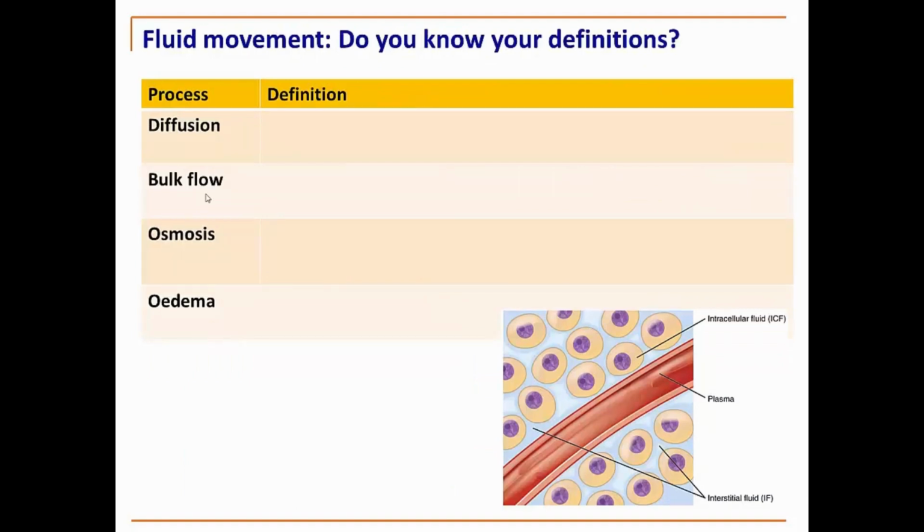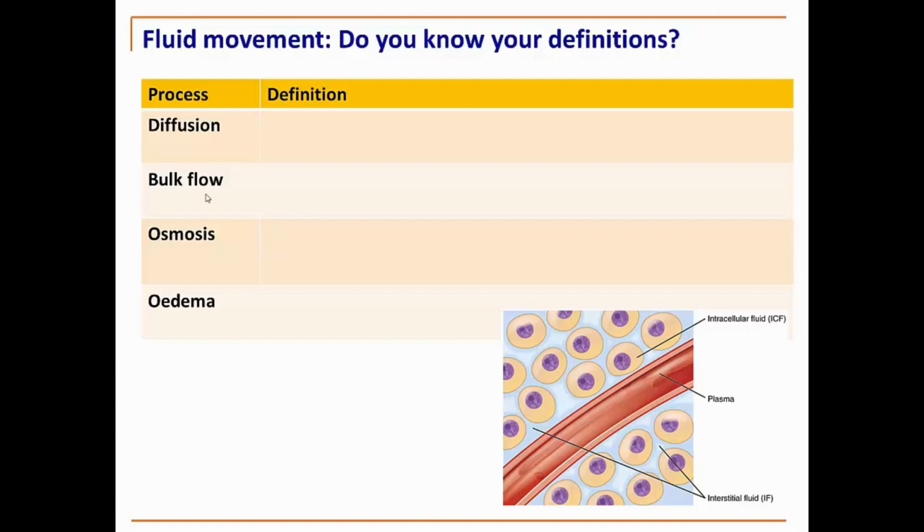Okay, so we've really done some of the key things about the epithelium now and transport mechanisms. But there are some very important definitions that you need to know. You need to know what diffusion is. We've kind of talked about it. You need to know what bulk flow is. We will talk about it. You need to know what osmosis is. We'll talk about that too. And really for later on, but we're going to touch on it now just because it's an important concept and it's very common, you need to know what edema is as well.